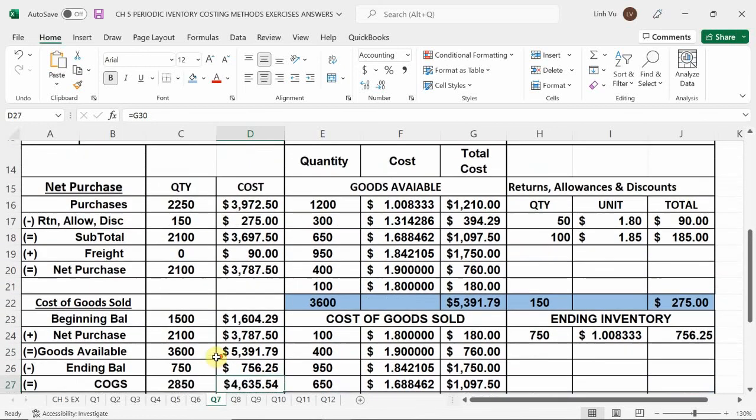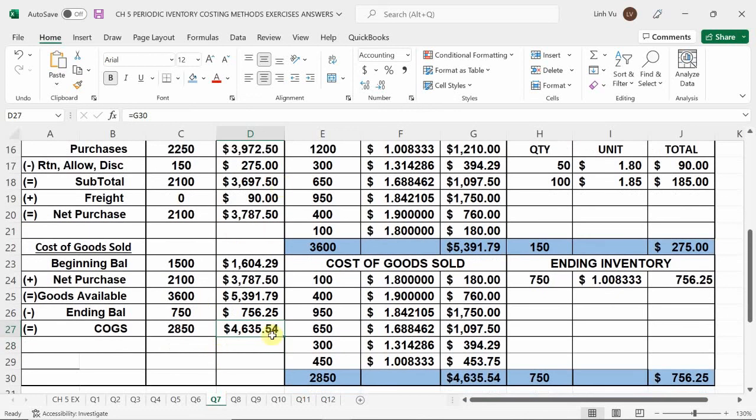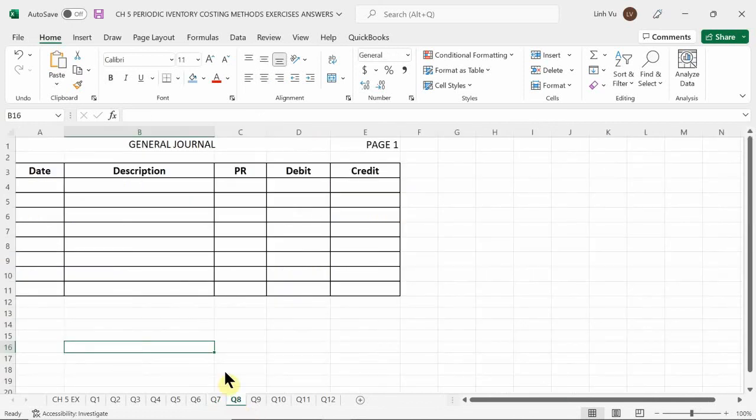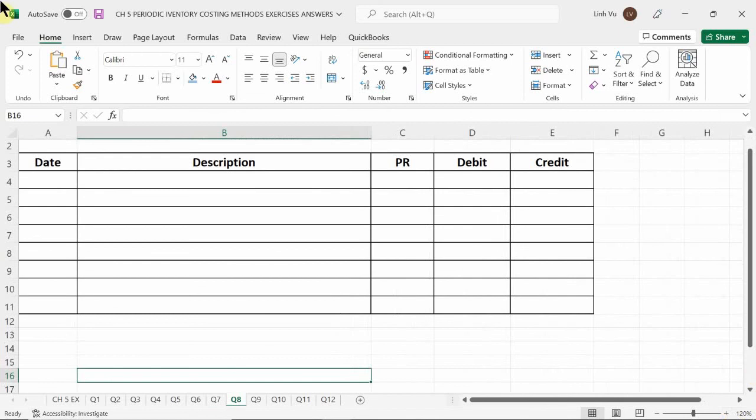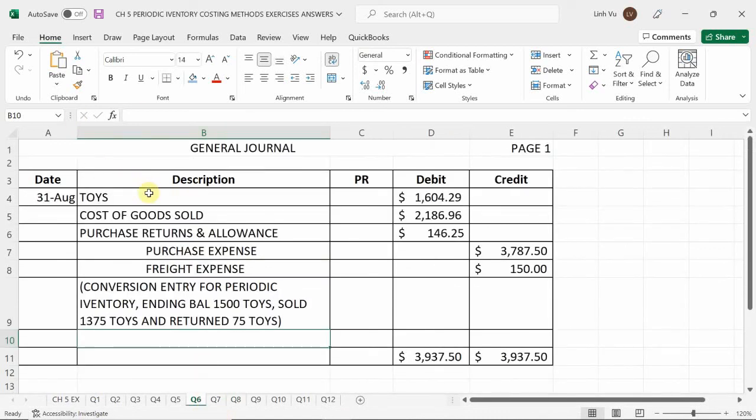Okay, awesome. So now that I solved for my inventory worksheet, we can now go ahead and plug in my conversion entry. Okay. So how should my conversion entry look? Toys. What else? Cost of goods sold. What else? Purchase expense. Freight expense.